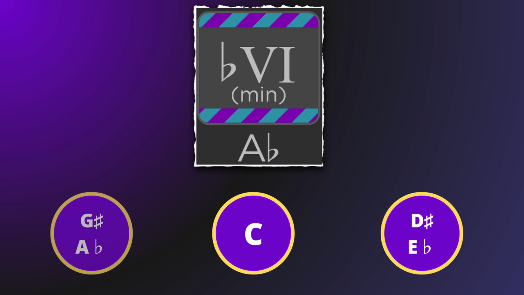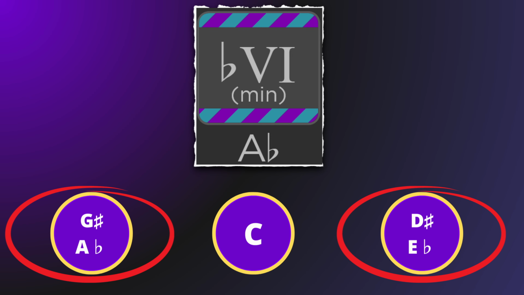The flat 6 brings in 2 notes from outside of the key, which really makes it stand out. In the C major key examples, I've been using the flat 6 chord A flat major, which is constructed with the notes A flat, C and E flat. So these 2 standout notes are A flat and E flat.